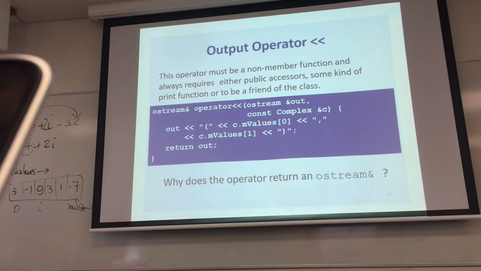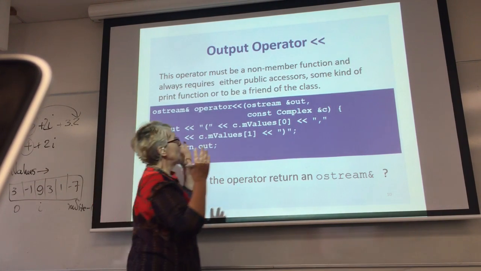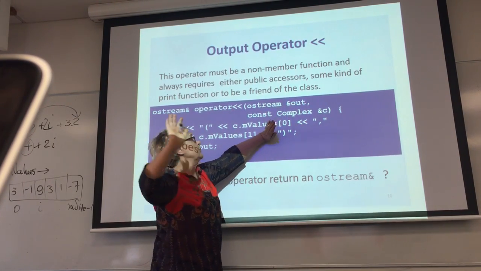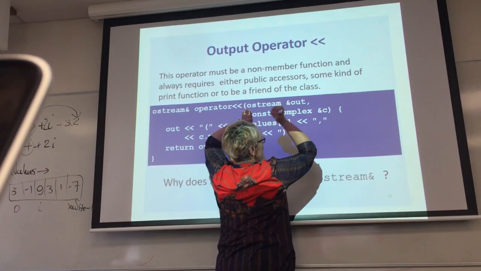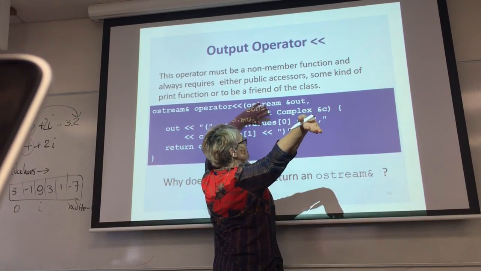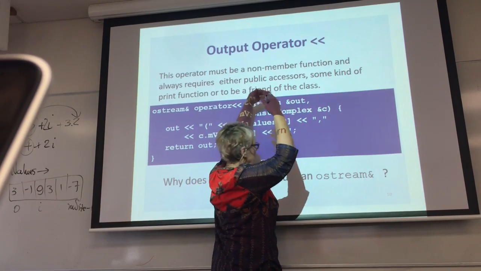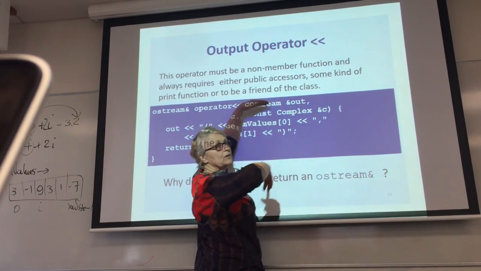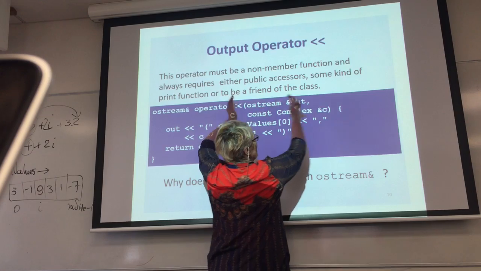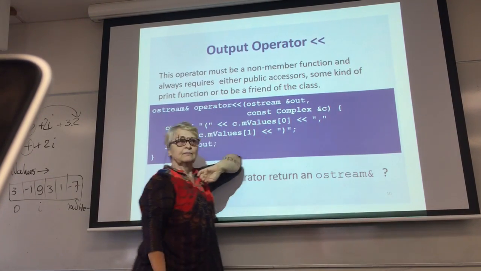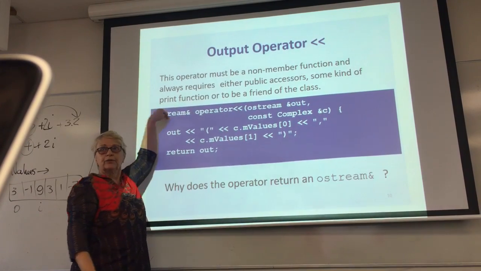Multiple operators, cascading or chaining, is the same thing. And these are things which will be repeated for your assignment. You have to pass this first argument to the output operator you design for the student class, for the course class, because you have to provide one for each type. And then for the student class, you will have a constant complex student and return this stream output.